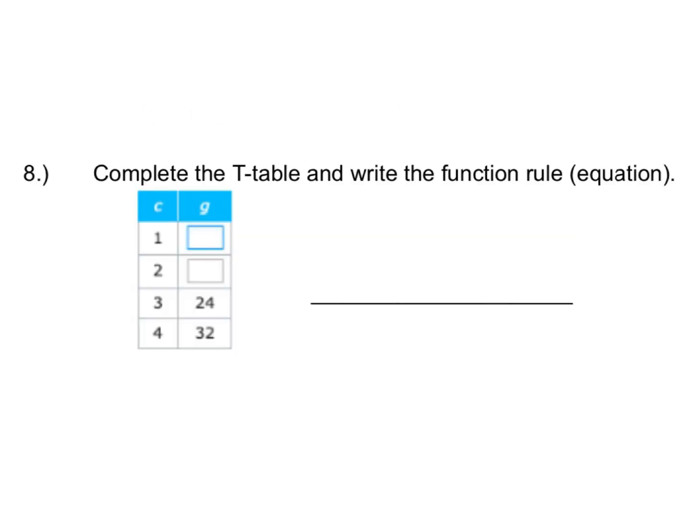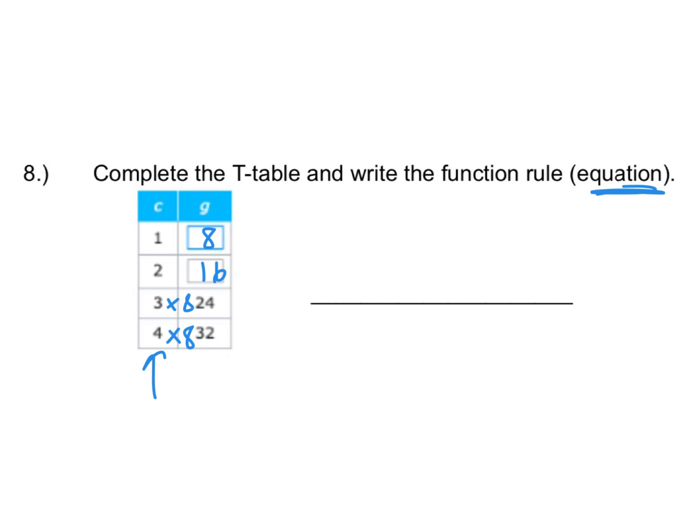And finally, we're going to complete the table and we're going to write an equation. So let's remember how to do this. I am noticing a pattern here. It's increasing, it's going 1, 2, 3, 4 right here. And then if I go across the table to go from a 3 to a 24 and a 4 to a 32, I know that I can multiply by 8. So times 8, times 8. Okay, so 1 times 8 is 8, and 2 times 8 is 16. So every time I am multiplying by 8.